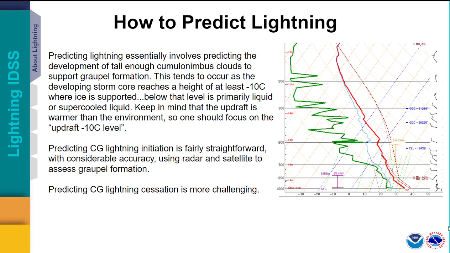Predicting lightning initiation is fairly straightforward, with considerable accuracy, using radar and satellite to assess graupel formation in growing convective clouds. Predicting cessation of lightning is a bit more challenging.